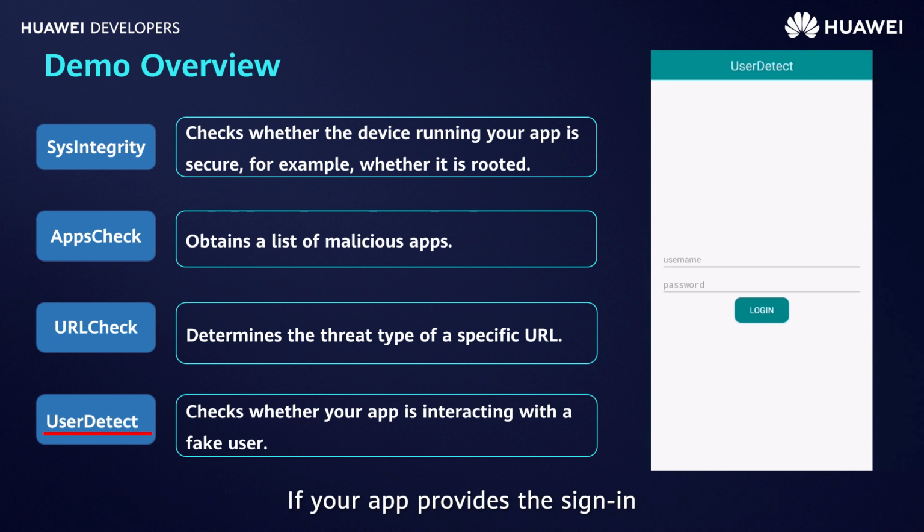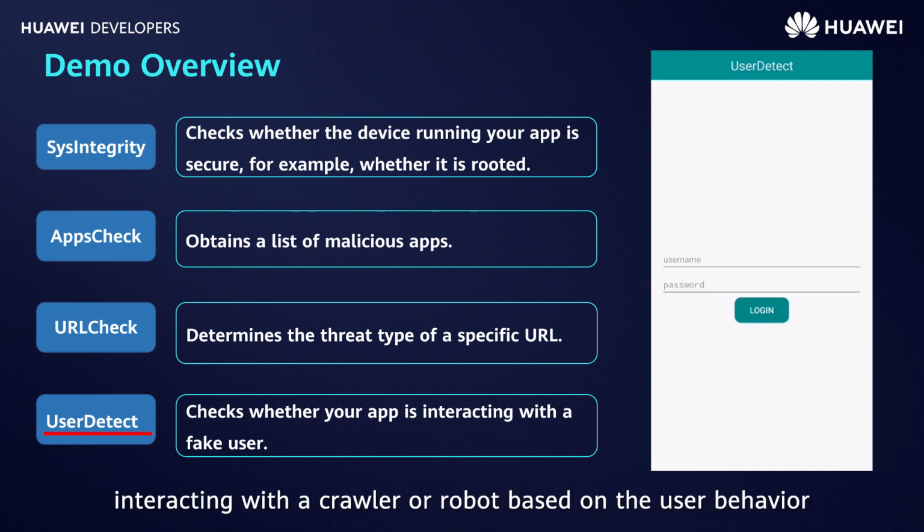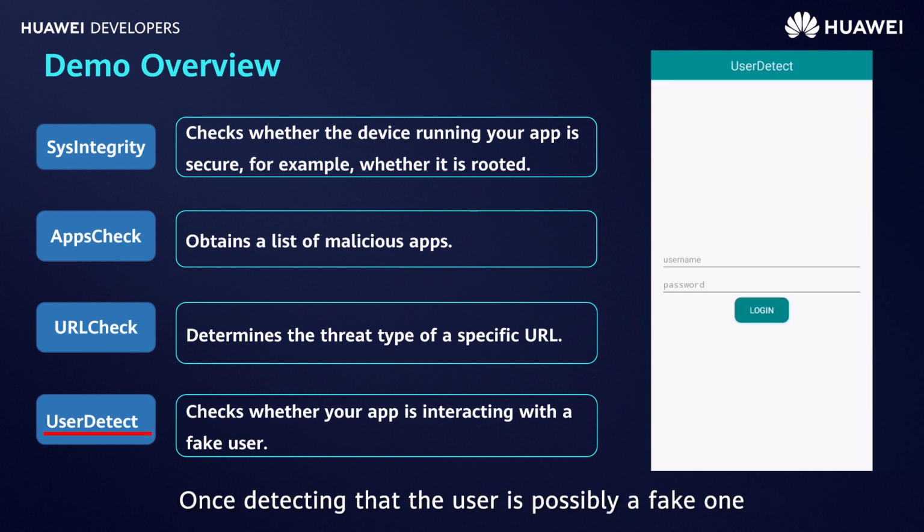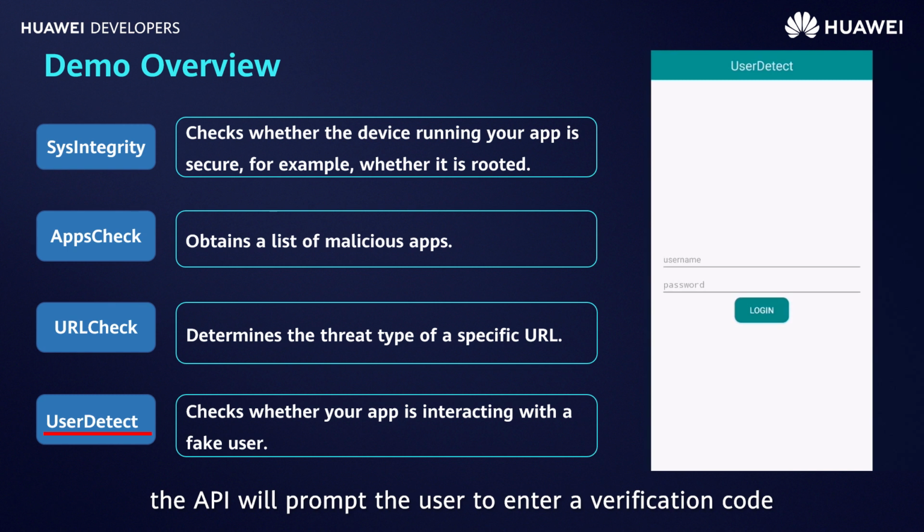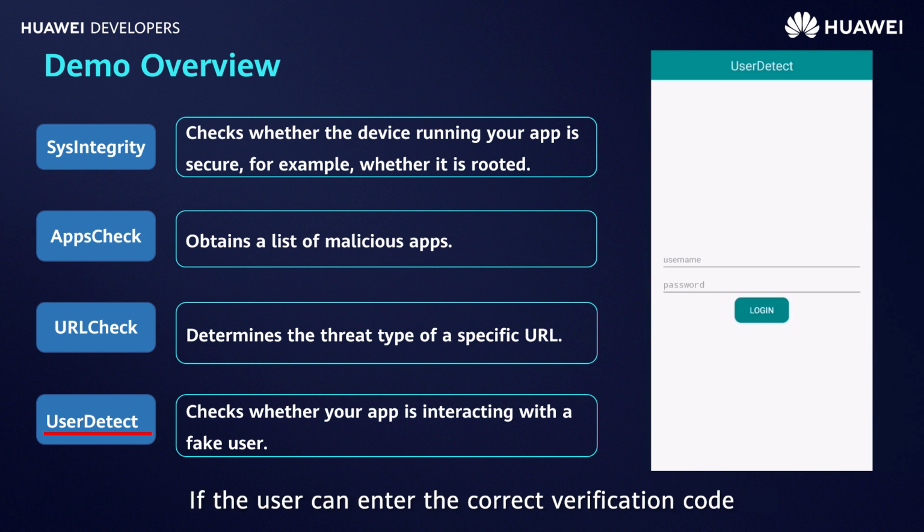If your app provides the sign-in or other functions consuming resources, you need to check whether your app is interacting with a crawler or robot based on the user behavior. Once detecting that the user is possibly a fake one, the API will prompt the user to enter a verification code. If the user can enter the correct verification code, the user is a real one.